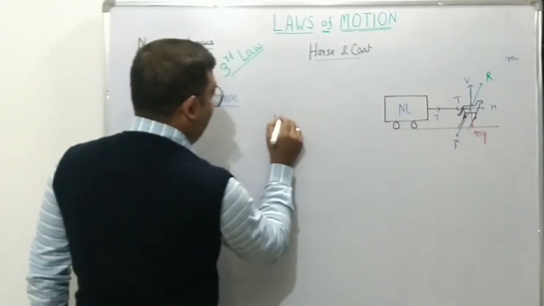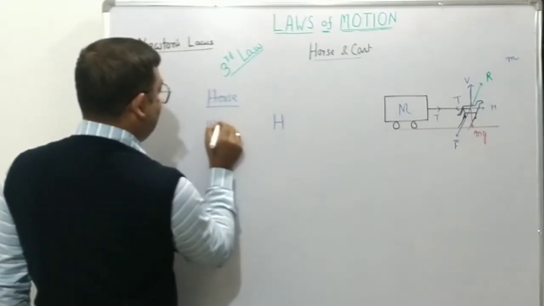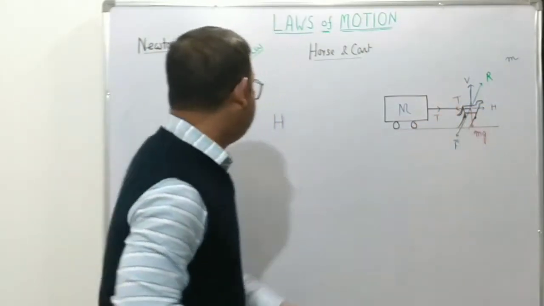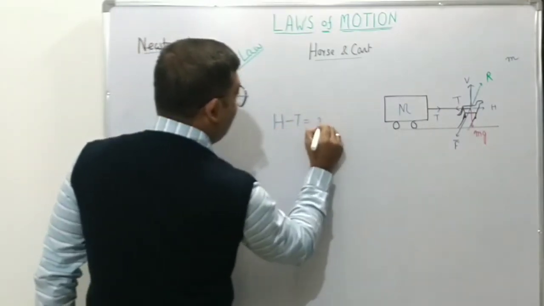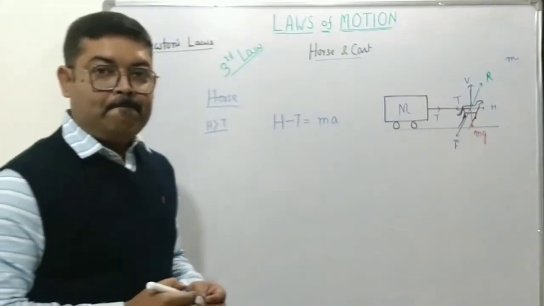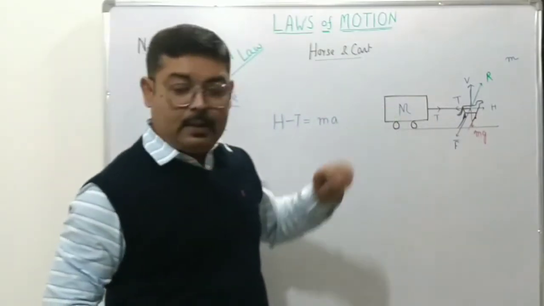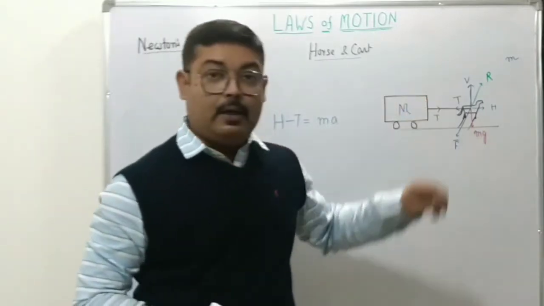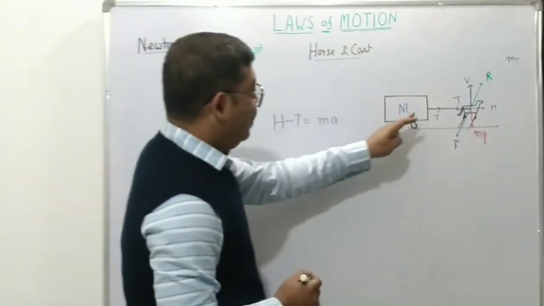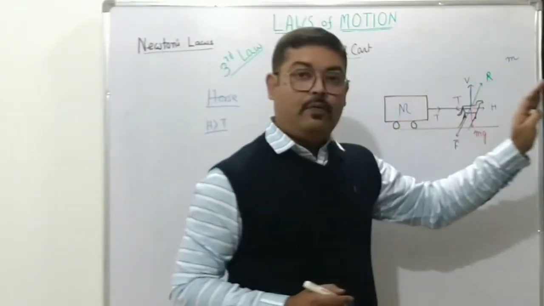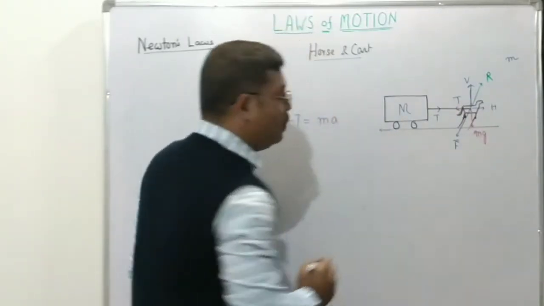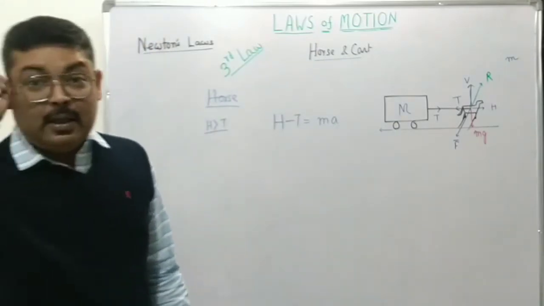So if H is greater than T, that is, the horizontal component of the reaction force is greater than the tension in the string, then H minus T will be equal to m into a, where a is the acceleration of the horse. Okay, now if I consider the cart, there is one force T which is trying to pull the cart forward. There will be another force on the wheels of the cart which will tend to stop it. That force is known as friction, right?